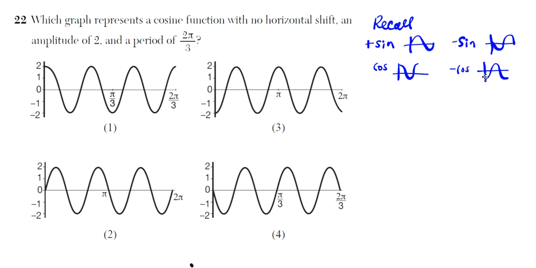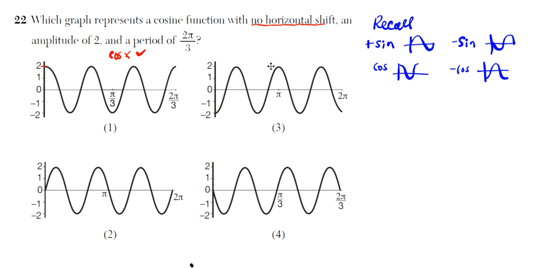With these guidelines, we can eliminate some options here. Remember there are no horizontal shifts. Whichever one starts from the center does not qualify to be considered because they are sine functions. Option 1 starts from the maximum here, so this makes it a cosine function, which is good.